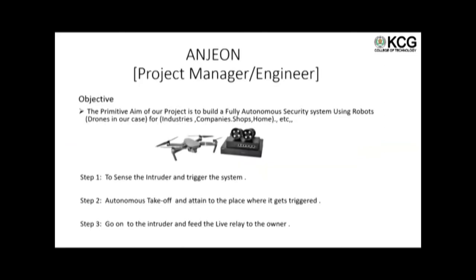Guys, this is the Anjan project. The objective of this project is, as you can see, building a fully autonomous security system using robots. The robots here are drones, and we are using them for industries, companies, shops, etc. All the steps that you are seeing are to sense the intruder and trigger the system. First, we need to sense the intruder. Intruder means thief.